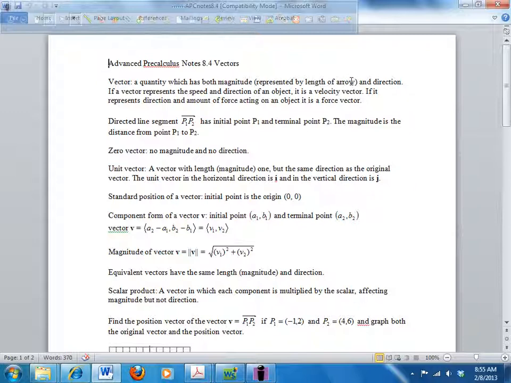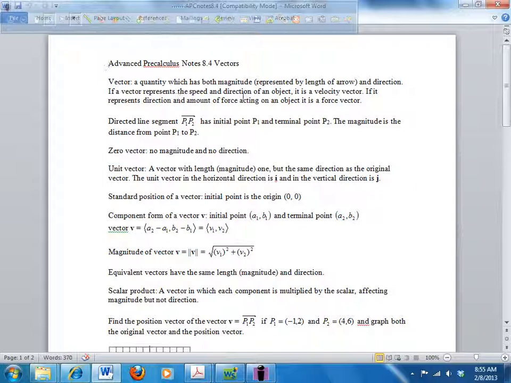and is represented by the length of an arrow, which represents the magnitude. So how long it is might represent how fast the plane is going, or how much force is being put on an object. And direction. So a vector, unlike a line, which just goes in a line and doesn't really have direction, is going in a specific direction. Like a force being exerted on an object, or wind.